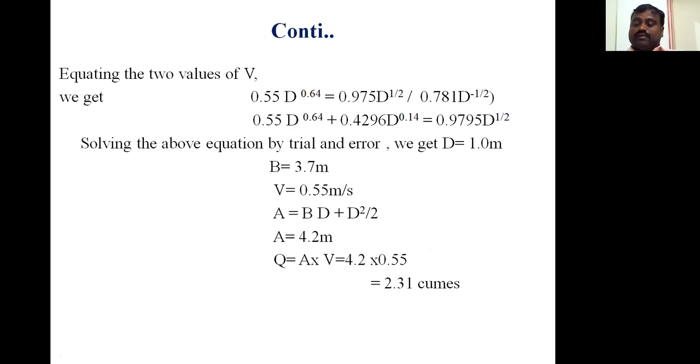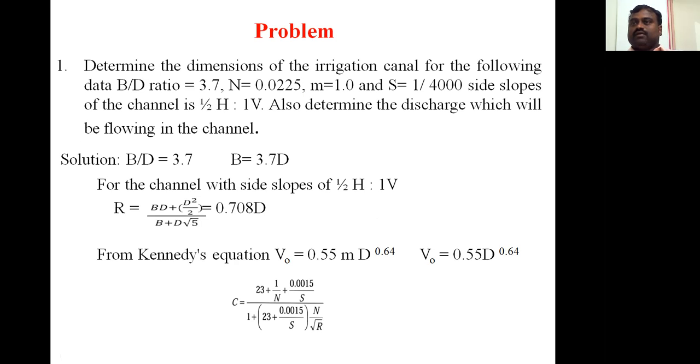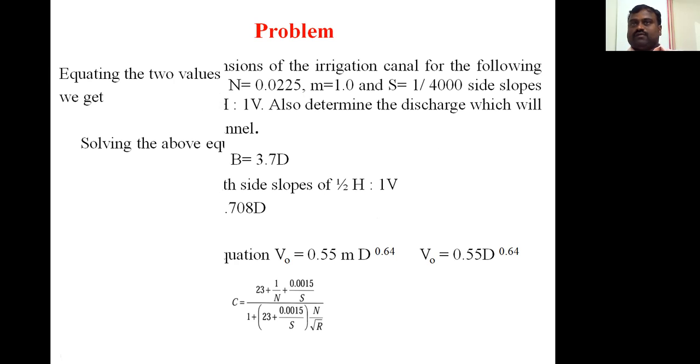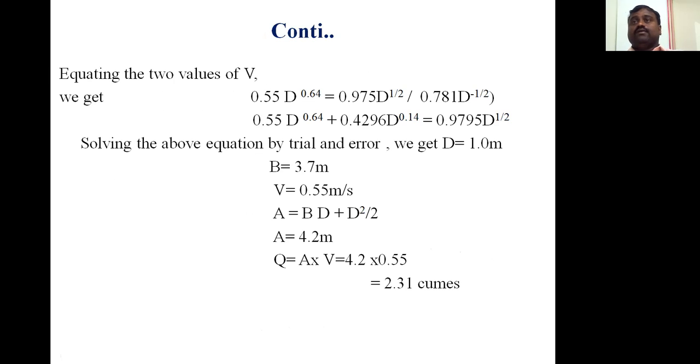As we know, in the problem definition, m is defined equal to 1, which means the critical velocity is also equal to the mean velocity. So here we have two velocity values in terms of depth of flow D. Equating the two velocities and solving by trial and error method, the value of D is obtained. In this problem, following the trial and error method, the value of D is obtained equal to 1 meter.